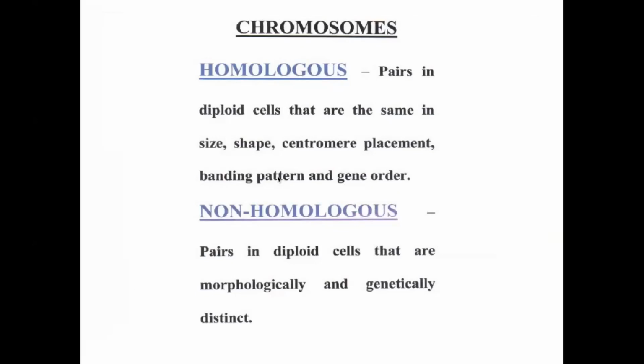So non-homologous chromosomes are the opposite of that. Typically, they are morphologically different in physical appearance, and they are genetically distinct as well, because the DNA molecules that they contain carry completely different sets of genes, completely different genetic information.